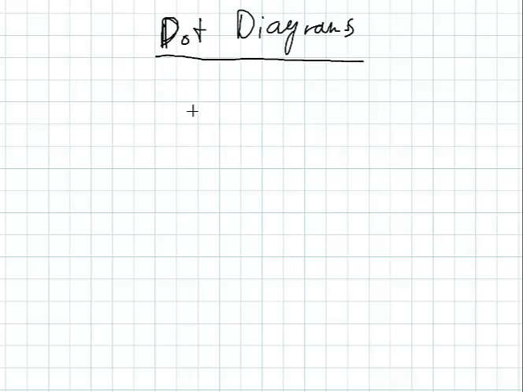Today we're going to go over what we've done in the last few days, at least for most of you, which has been dot diagrams. So just to do a recap, dot diagrams are another representation of motion and how we can represent something that is moving.